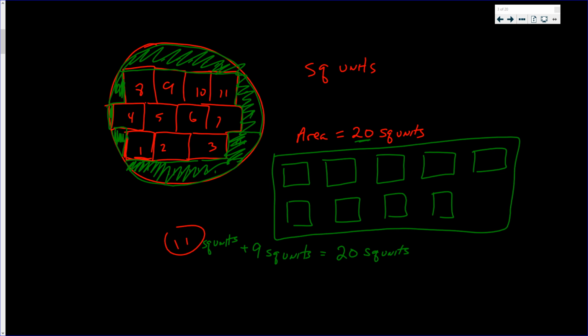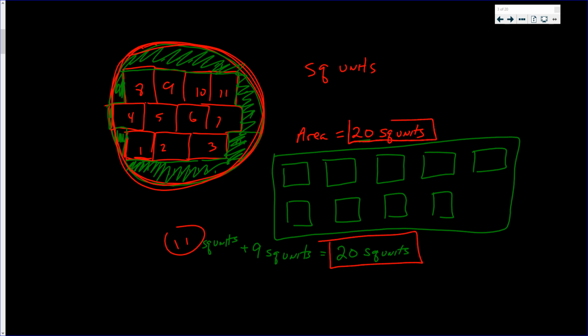In fact, if you took the whole circle, I don't care how you cut it, but if you took the whole circle, you will be able to cut out 20 square units. If that is the area, you'd be able to cut out 20 of these. 1, 2, eventually up to 20.